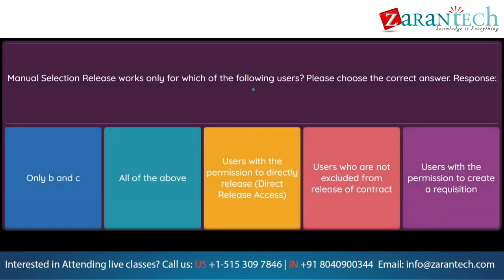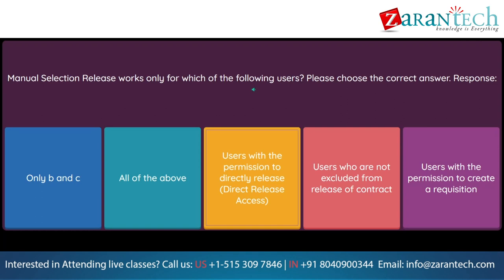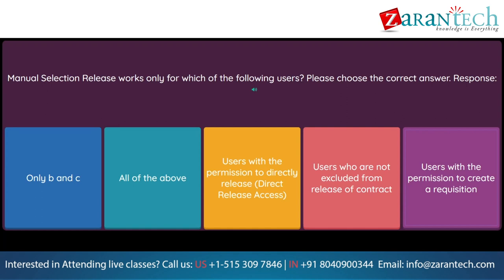Question: Manual selection release works only for which of the following users? Please choose the correct answer. Response: Option 1, only B and C. Option 2, all of the above. Option 3, users with the permission to directly release, direct release access. Option 4, users who are not excluded from release of contract. Option 5, users with the permission to create a requisition.